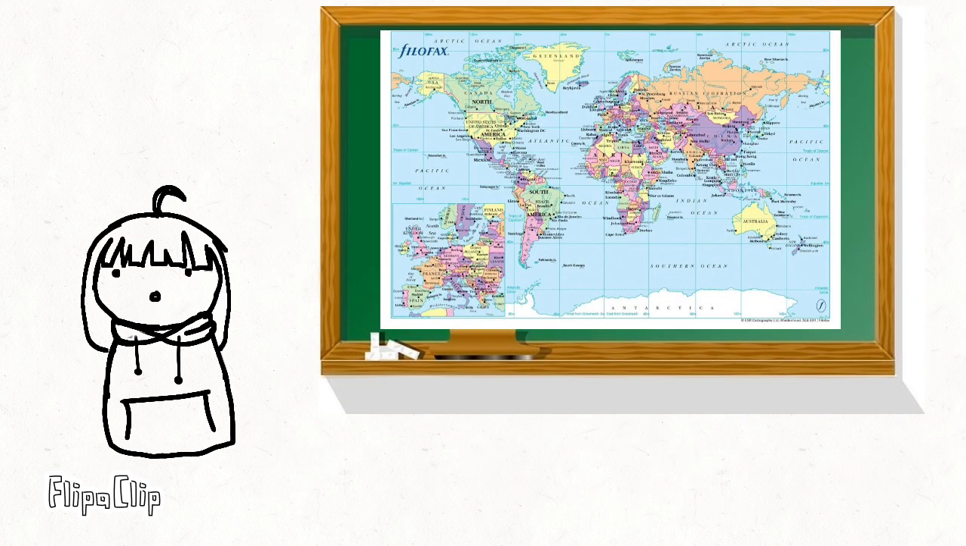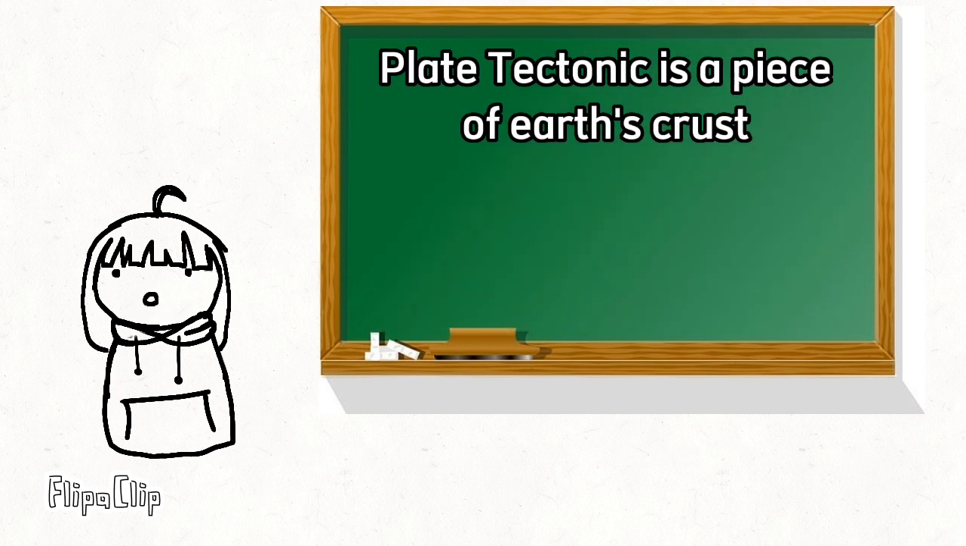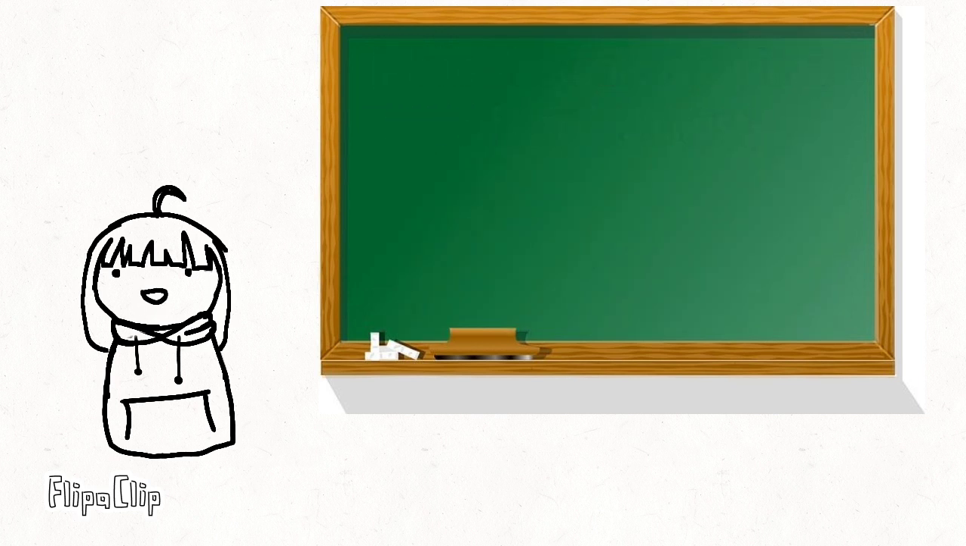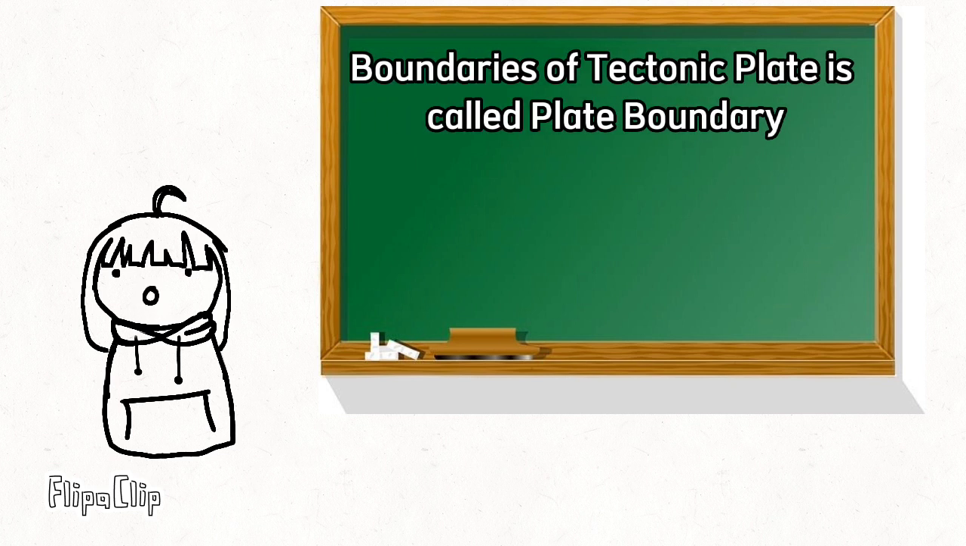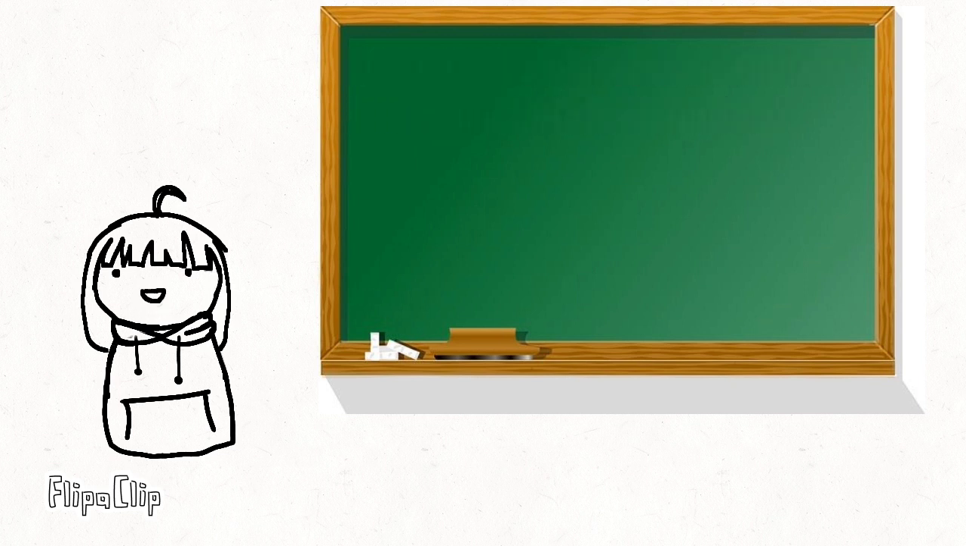Now, do you see this picture? That's right. This shows our continents. But did you know what the pieces of crust are called? That's right. They are the tectonic plates. A tectonic plate is a piece of Earth's crust. The boundaries of tectonic plates are called plate boundaries. Since all of the continents of the world are on top of the tectonic plates, and since earthquakes are the result of the tectonic plates moving, that's why we have continental drift.